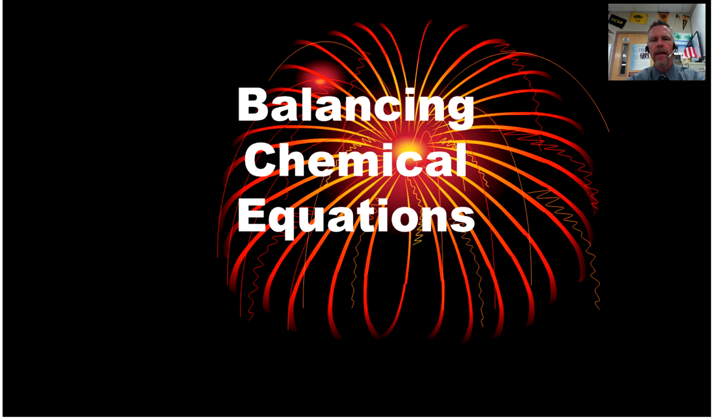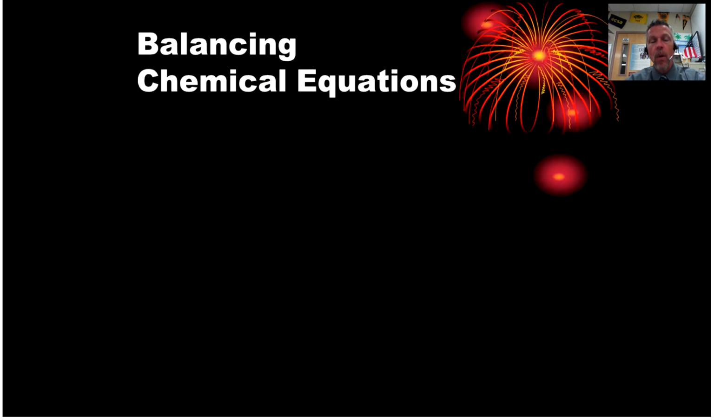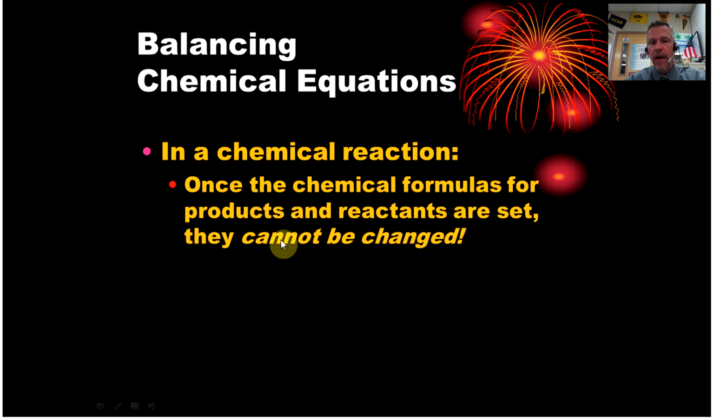Hello everyone. This will now be our lecture on balancing chemical equations. It's a follow-on to what we discussed last night about translating and writing unbalanced chemical equations in the first place. When we're talking about balancing a chemical equation, what we have in a chemical reaction is a set of compounds that are reactants, and they react with one another and turn into a set of compounds that are products.